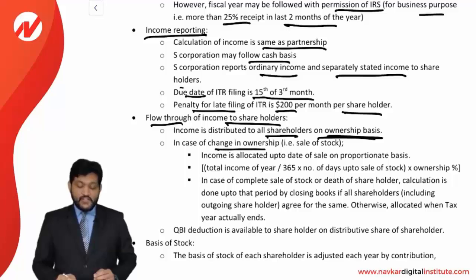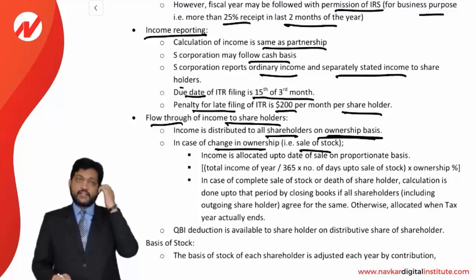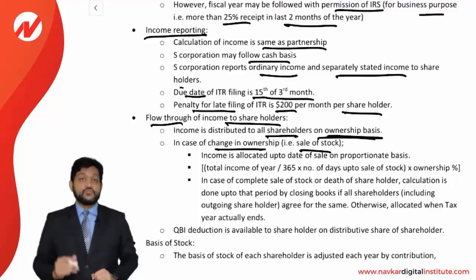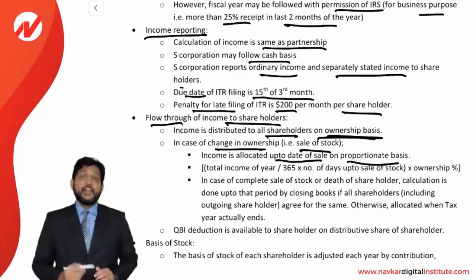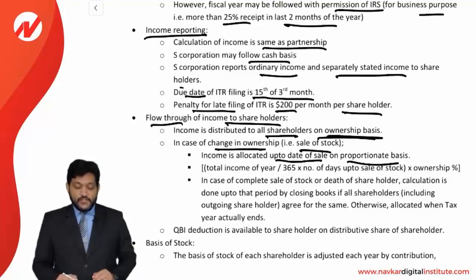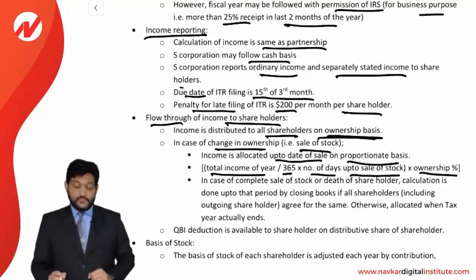In case of change in ownership, that is a sale of stock, when you are selling stock or purchasing further stock, there will be a change in the ownership. What to do at that time? Income is allocated up to the date of sale on a proportionate basis. Income has to be made proportionate up to the date of sale, and that income will be allocated to the shareholder. How to proportion? Total income of the year divided by 365 days, multiplied by the number of days up to the date of sale of stock, multiplied by the ownership percentage. That is going to be the allocation of the income.